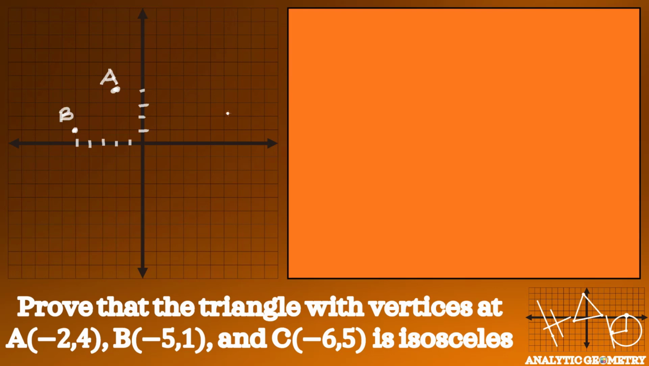And our point C is (-6, 5). You have here negative 6 and positive 5. So 1, 2, 3, 4, you have here just 5. This is point C. So of course, if we're going to connect these 3 points, we could come up with a triangle. But the concern here is whether the triangle is isosceles.